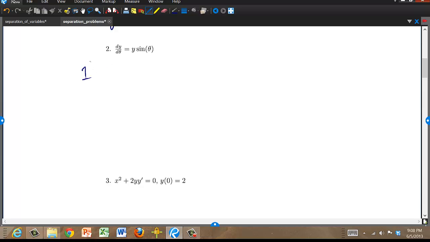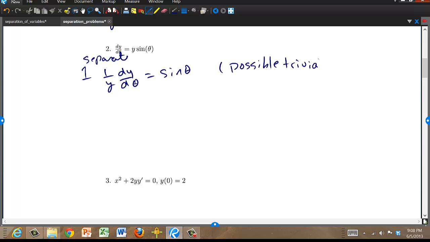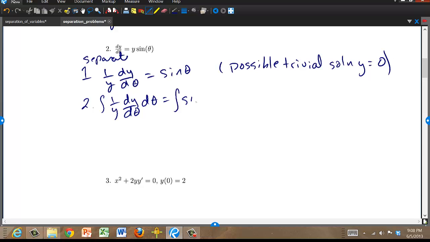Let's see, once again, we'll separate. You'll have 1 over y dy/d theta should be sine theta. Here theta is the independent variable, so we'll have a possible trivial solution, y equals 0. So we'll come back and check and see if y equals 0 is a solution. Step 2, we'll go ahead and integrate 1 over y dy/d theta d theta should be the integral of sine theta d theta. And we can integrate that.